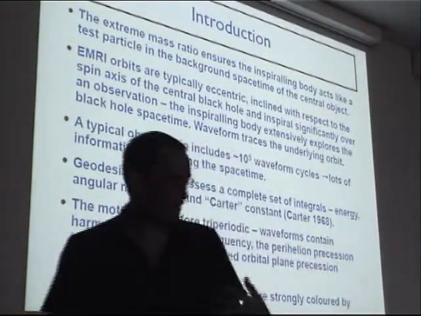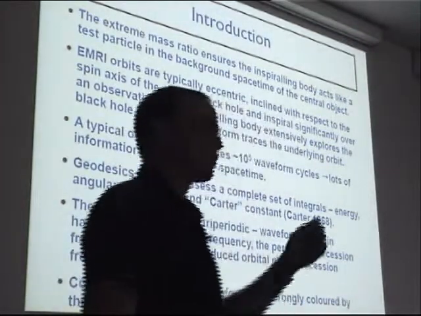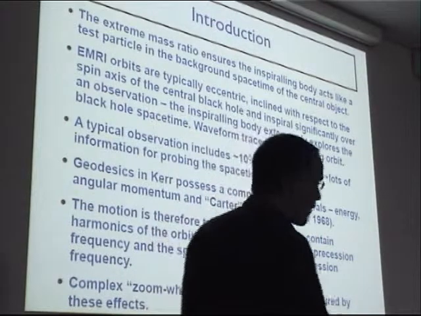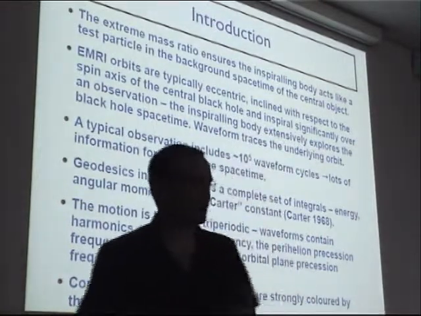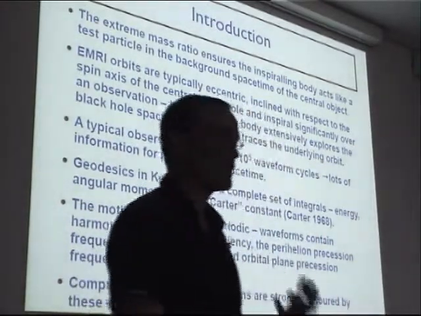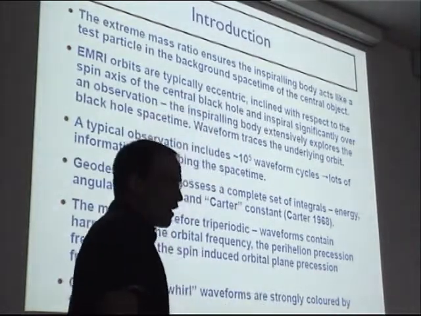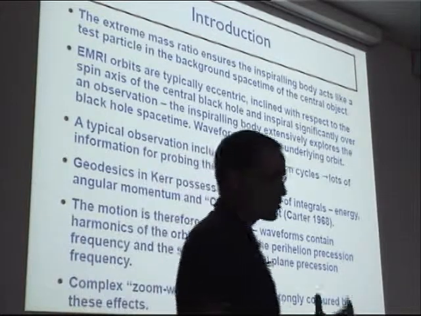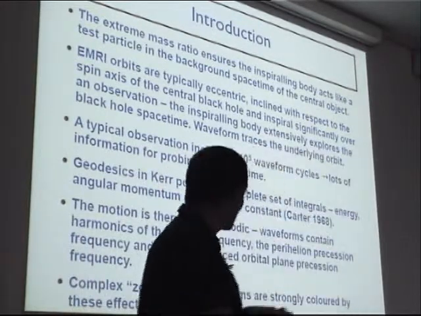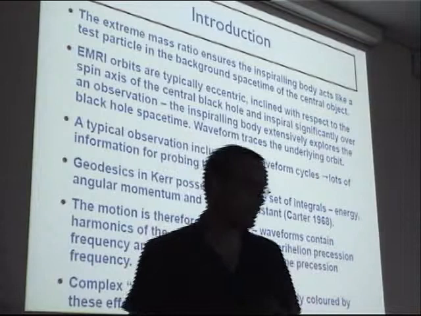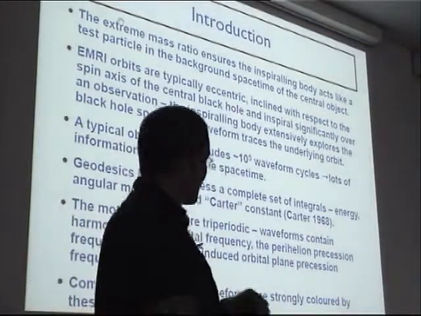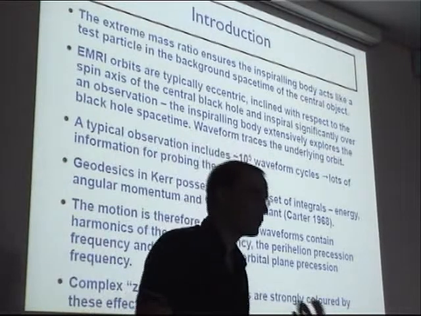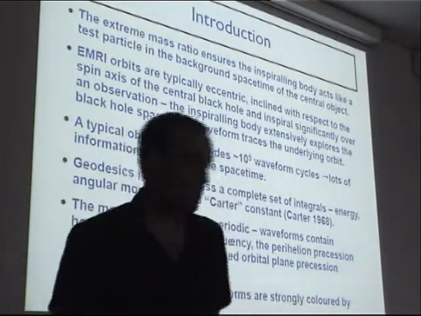Now, this means that even on a geodesic, the orbit is exploring a significant amount of space-time. When you then add on the effects of inspiral over the duration of a LISA observation, which could be as long as the LISA mission, 3 or 5 years, the inspiraling body explores a large amount of the space. And the waveforms that are emitted trace this underlying orbit. So typically, we expect to see about 100,000 waveform cycles. So there's, in principle, a lot of information about the space-time.